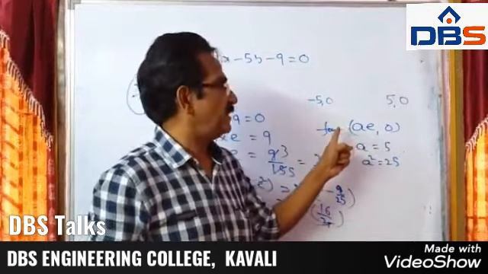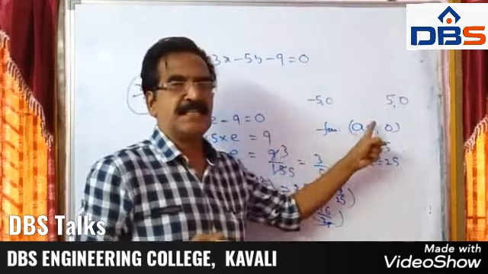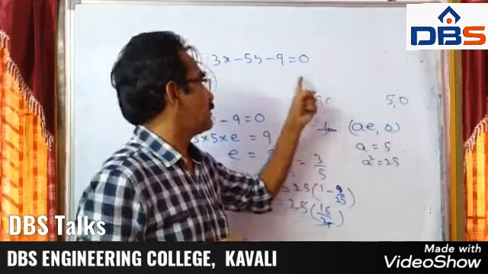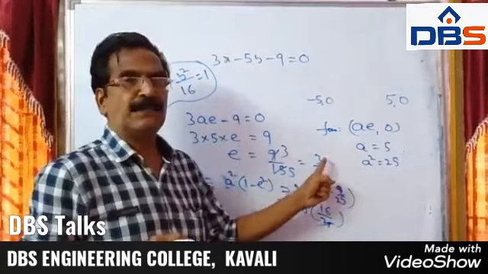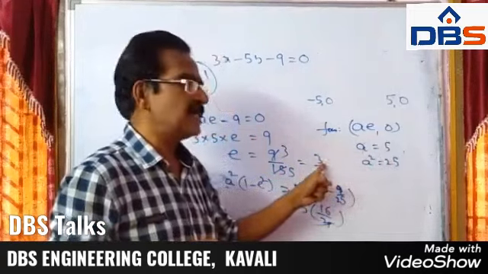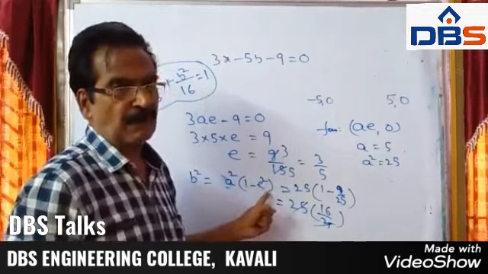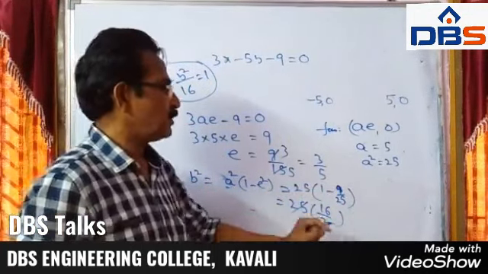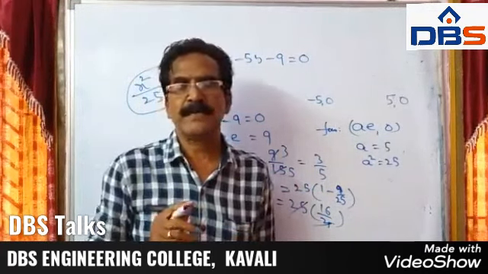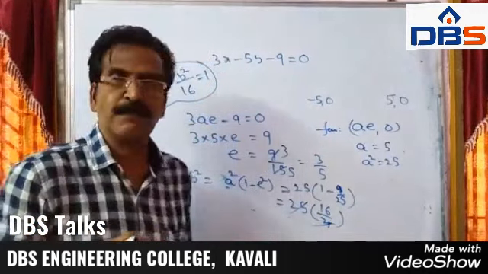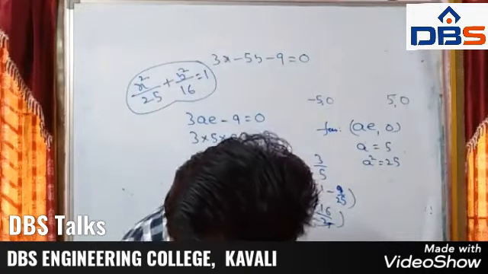so for that, what is given? The focus AE comma 0 is passing through this line. On substituting, we get E is equal to 3 by 5. A square is known, E is known, then B square is to be found. We know this formula, B square is equal to A square into 1 minus E square. By doing so, we got B square as 16. So the required equation is x square by 25 plus y square by 16 is equal to 1. Okay friends, let us see the third problem.